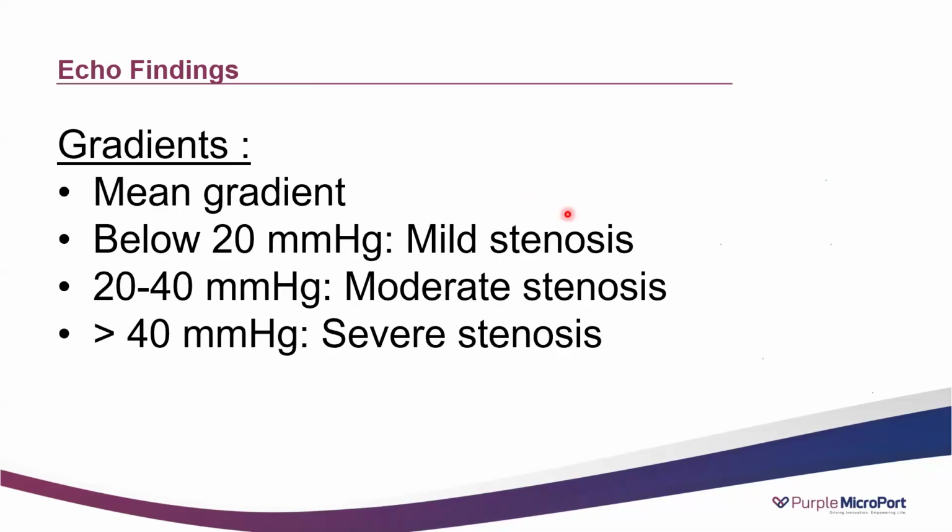Now the mean gradient. So what is a gradient? Gradient is the pressure with which the blood is flowing from the LV into the aorta through the aortic valve. If the gradient is below 20, it is mild stenosis. If it is between 20 and 40, it is moderate stenosis. More than 40, it is severe stenosis. These are the pressure gradients.